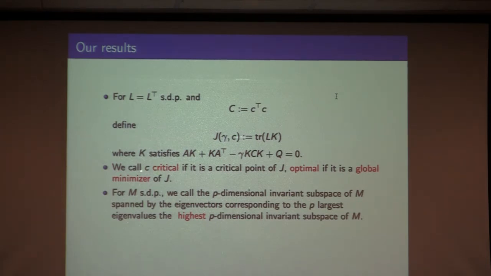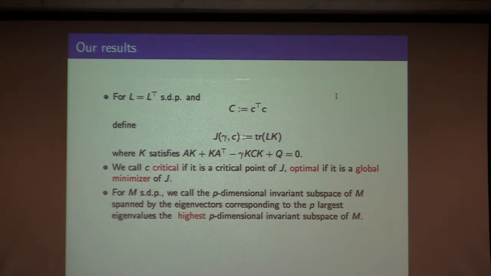I call a point C critical if it's a critical point of J, and it's optimal if it's a global minimizer of J. So we will be interested in the global minimum of this function J. And finally, last bit of terminology: for an arbitrary positive definite matrix M, I'm going to call the highest p-dimensional invariant subspace of M the invariant subspace associated with the p largest eigenvalues of M. So fairly natural terminology, okay?